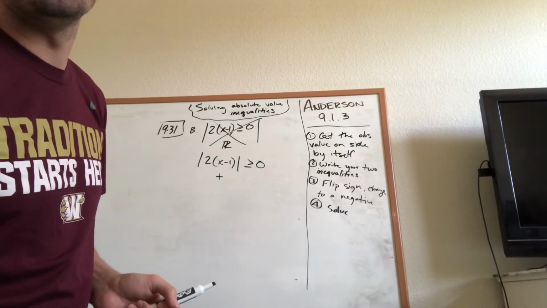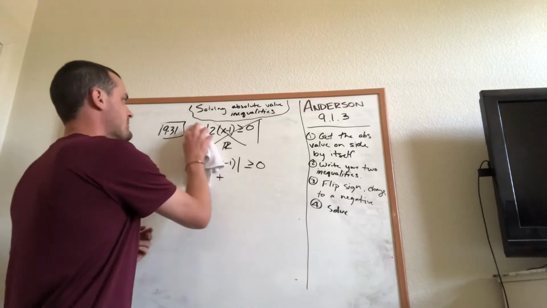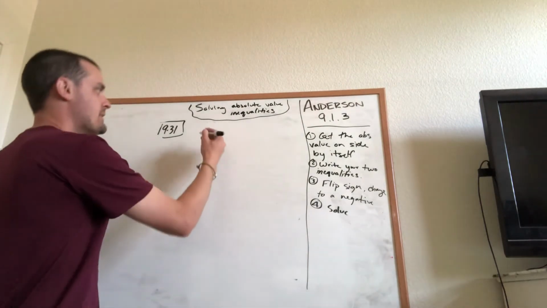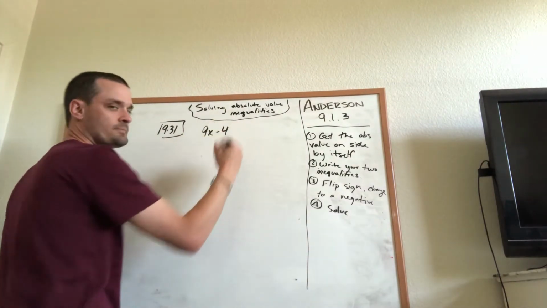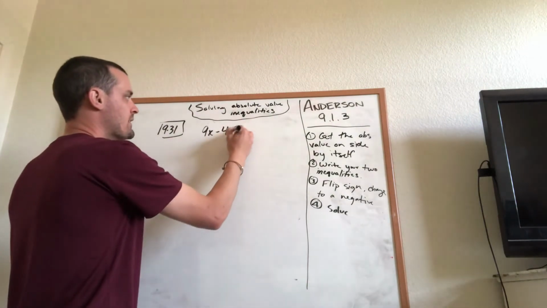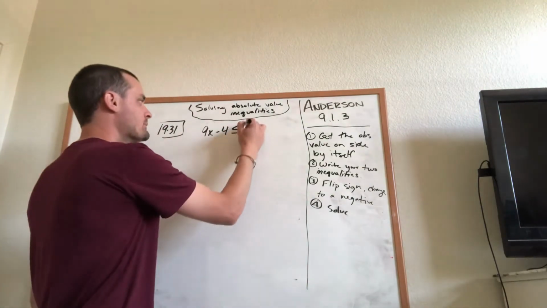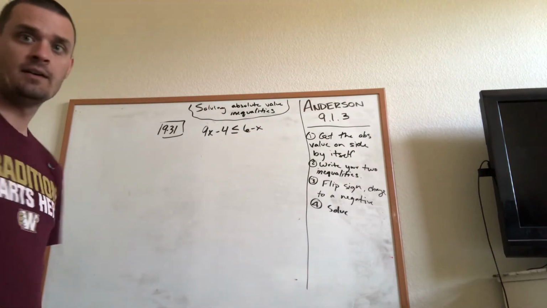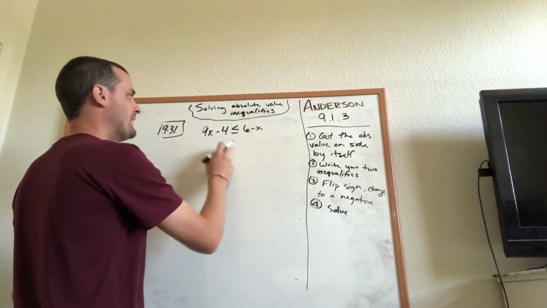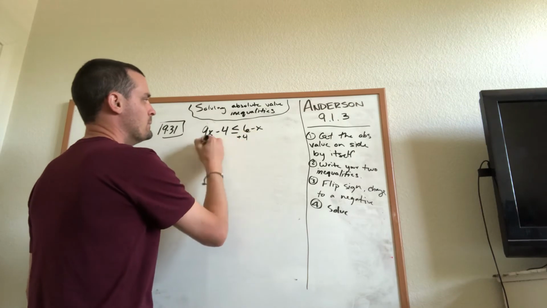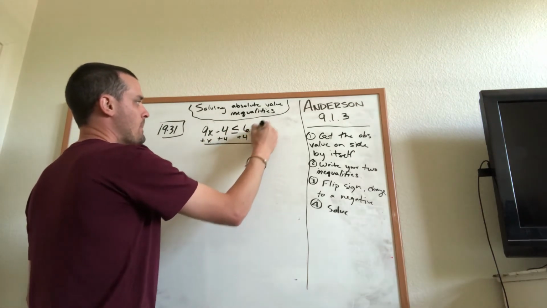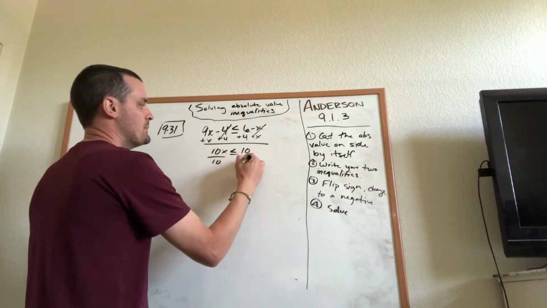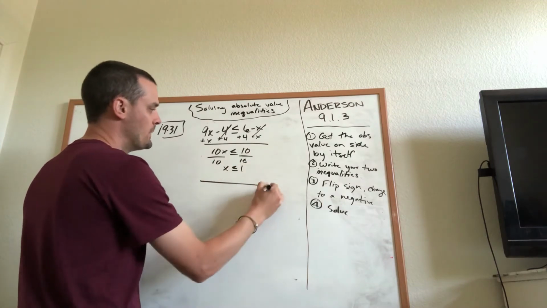C, no absolute values. Even though that's what this lesson is on. Why did they give you one without absolute values? I have no idea. 9x minus 4 less than or equal to 6 minus x. Okay, so this is just like one we would have done on the first two lessons here. Get the x over here, move the 4 over there. So we get 10x is less than or equal to 10. Divide by 10. x is less than or equal to 1.